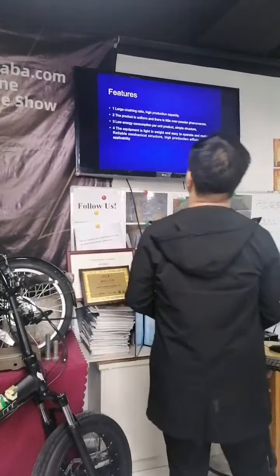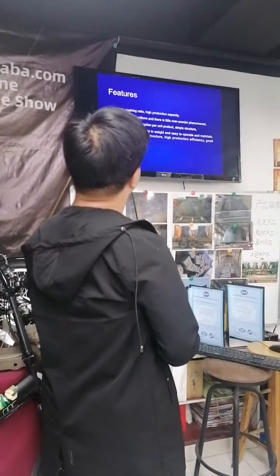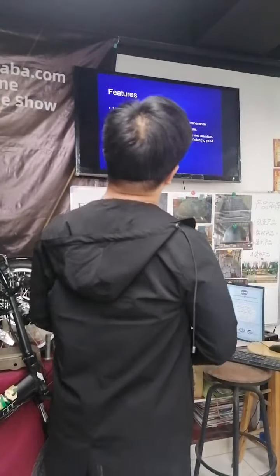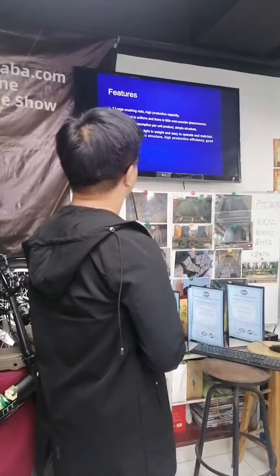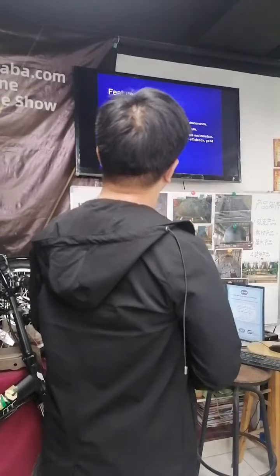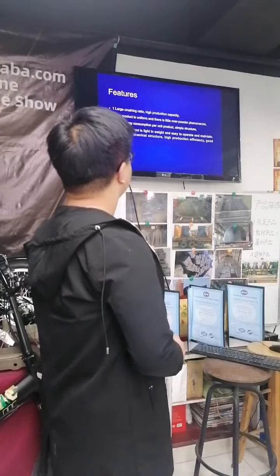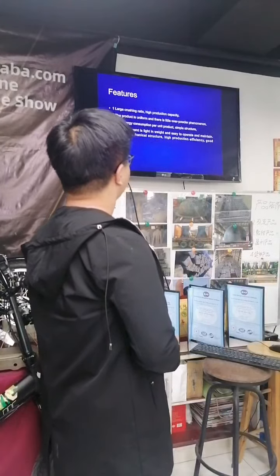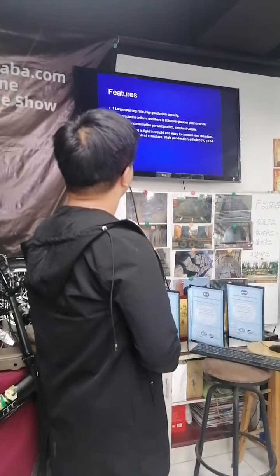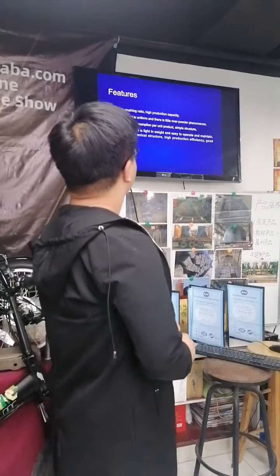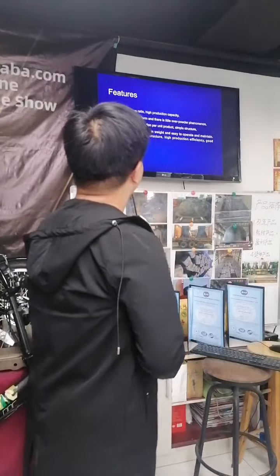Large crushing area, high production capacity. The product is uniform. 3. Low energy consumption, uniform product, simple structure. 4. The equipment is light in weight and easy to operate and maintain. 5. Reliable structure, high production efficiency, good performance.